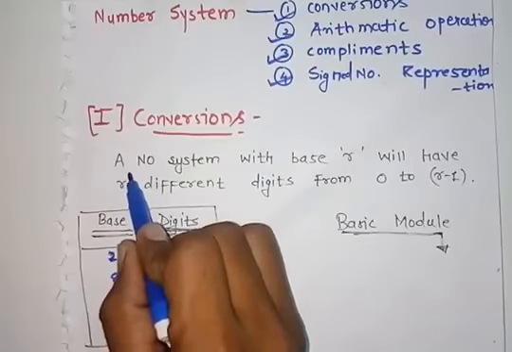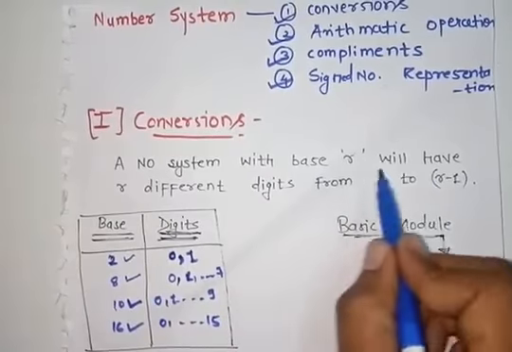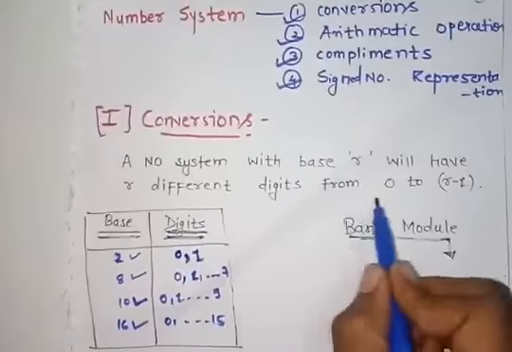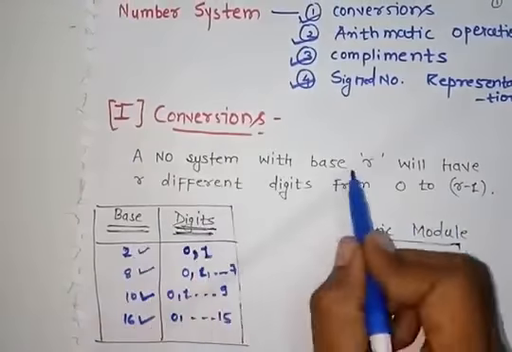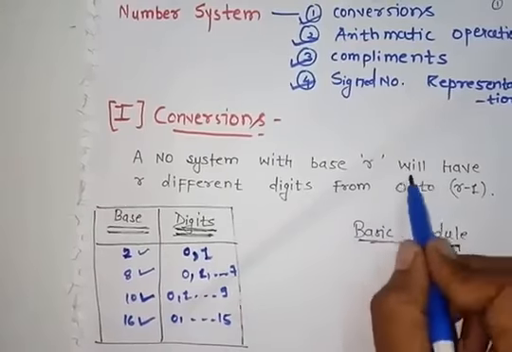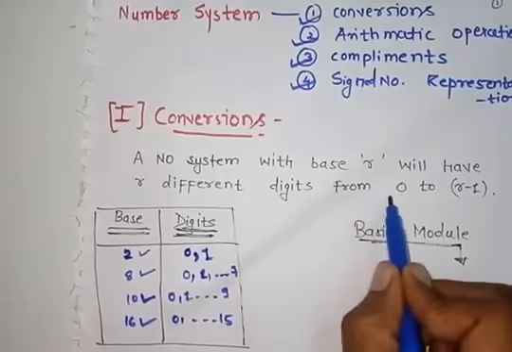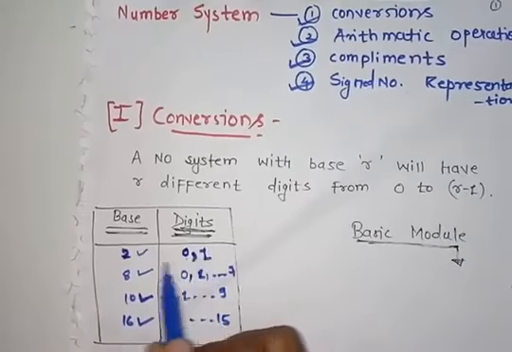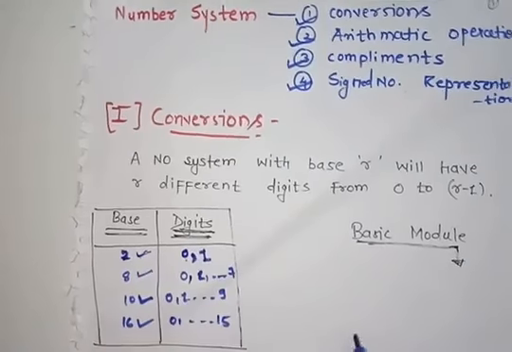Here I wrote: a number system with a base r will have r different digits from 0 to r minus 1. We have base r meaning 2, 8, 10, 16, and it will have r different digits from 0 to r minus 1. From 0 to 1 means base 2, r minus 1.